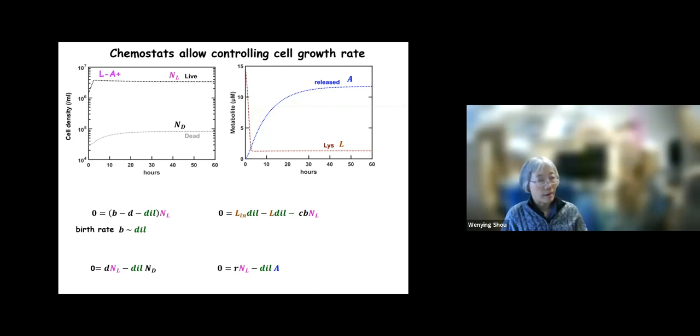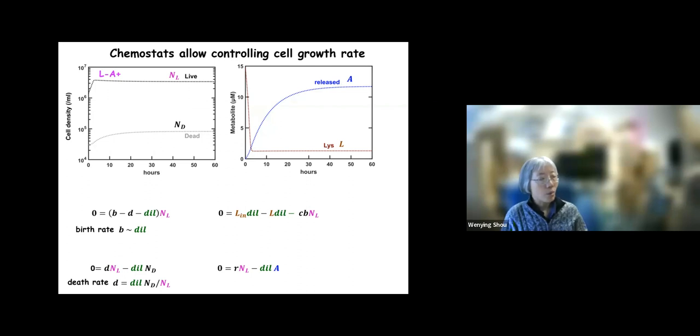So you can play God here. You can control how fast cells grow by controlling the pump rate of the medium. So the birth rate equals the pumping dilution. And now the death rate is simply, you put them equal and divide. So basically you know the dilution rate because you set the pump, you know the dead cell density because you measured it from FACS, and you also know the live cell density. So you can also get the death rate. It's indeed very low.